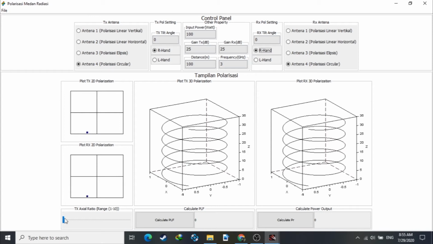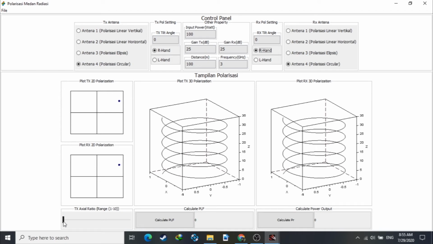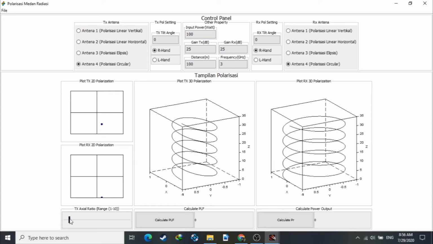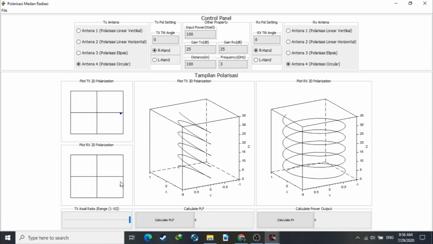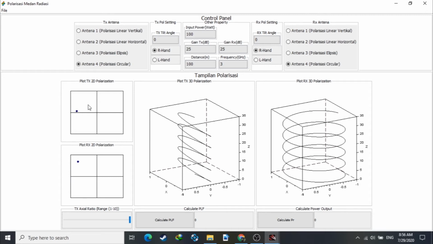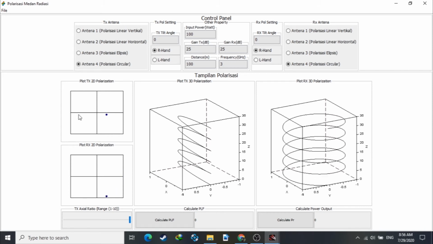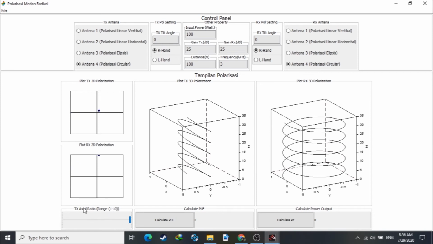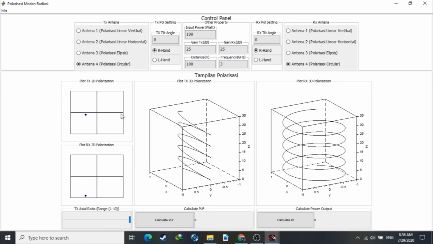What if we move the axial ratio here, and the range is from 1 to 10. So if we move it, and the more we make it toward the maximum range, as you can see here from the TX, the movement of the polarization is getting narrower and nearer to only one axis. So we can conclude that the axial ratio here is going to affect the polarization toward a linear polarization.